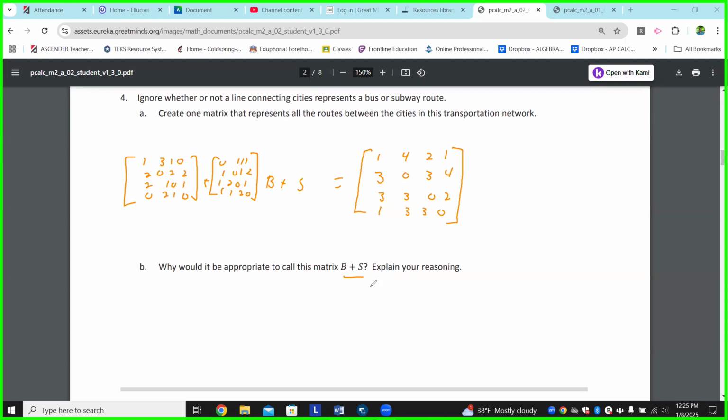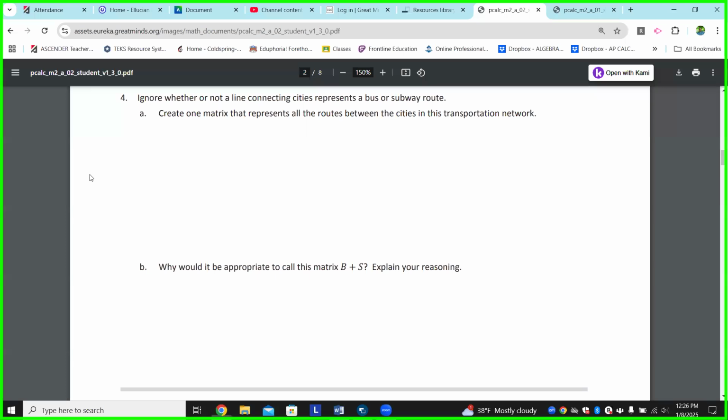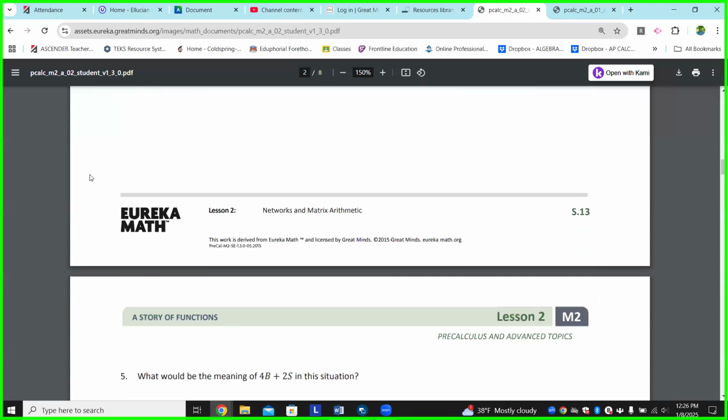So why would it be appropriate to call this matrix B plus S? Because it is, right? You're adding both routes together, or anything along those lines. Any questions so far? All righty. Again, it doesn't get much harder.